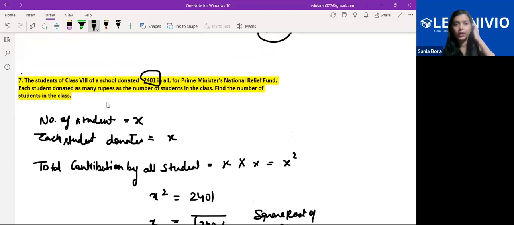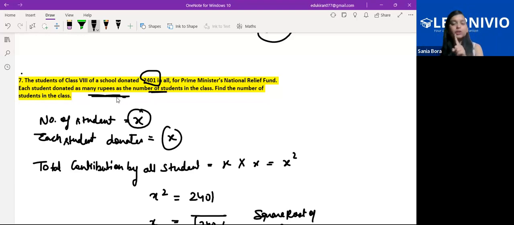These type of questions are very important because they give you the word problem and you have to solve it. The question says the students of class 8 of a school donated 2401. So you know the total amount, but you don't know how many students there are and how much each person donated. Each student donated as many rupees as the number of students. Now the question is, ma'am, why did you take X and X? Because here it says that each student donated as many rupees as the number of students.